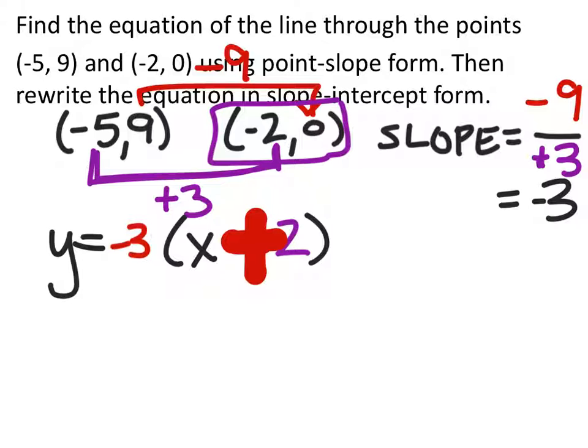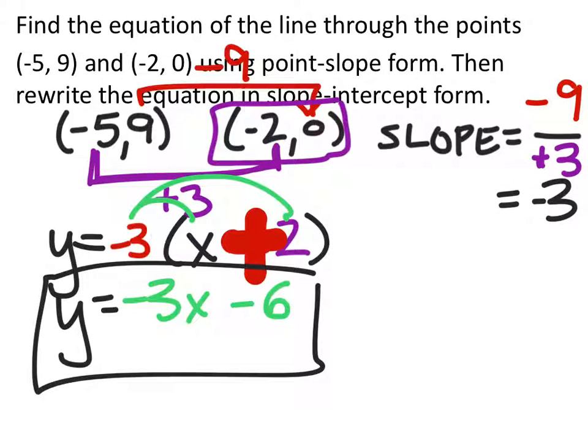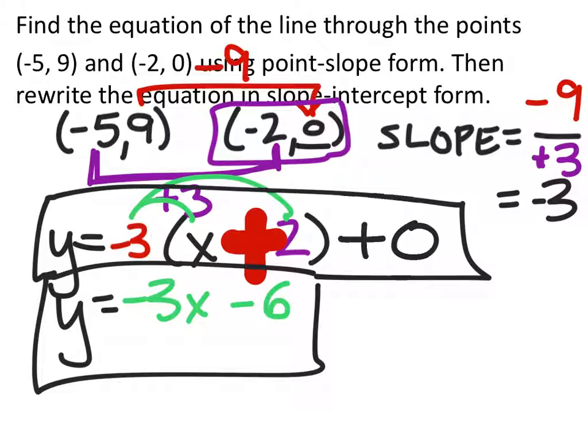And then what we're going to want to do is to distribute that -3 into the parentheses. So we'll go ahead and do that. That gives us -3 times x is -3x. -3 times 2 is -6. And this, as it turns out, is slope-intercept form of the line, which turned out pretty nice because one of the values was 0. So what we had before there would be point slope form of the line as well. So there's our 2 equations there.